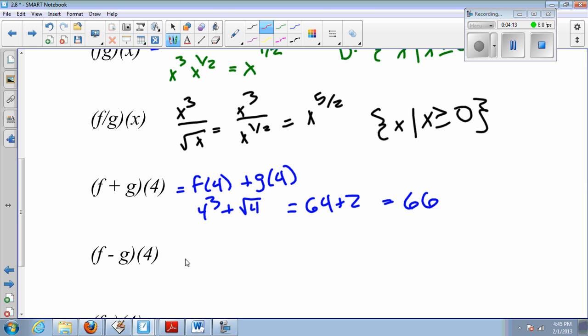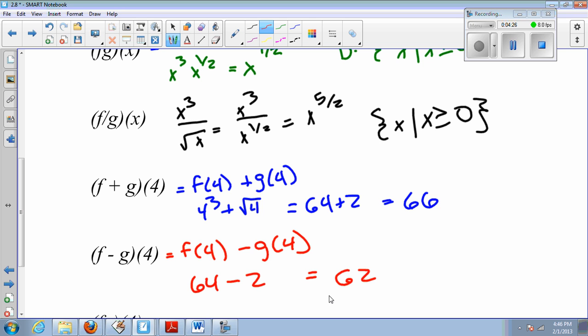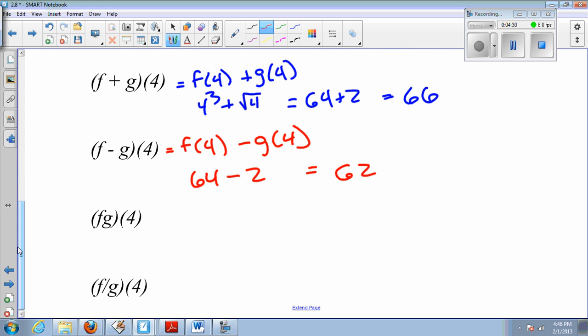f minus g of 4, so we're taking f of 4 minus g of 4. We actually just worked those out, so that goes to 64 minus 2, and we get 62. Don't need to state the domain. f times g of 4 means to take f of 4 times g of 4. So that goes to 64 times 2, which gives us 128.